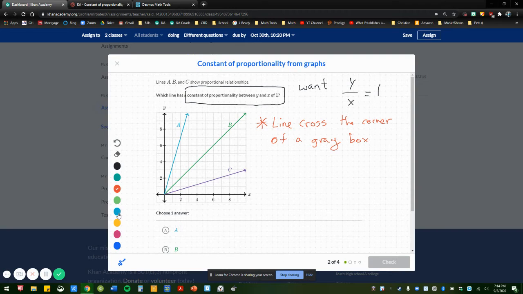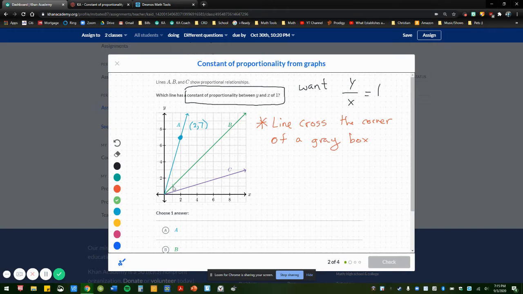I'm going to try my best to keep this color coded. So for line A, if I follow this line, it looks like this is where it crosses the corner. So this point is the point where I go down 2 on the x and 7 on the y. Then I'll go to line B, and I'm going to follow it.